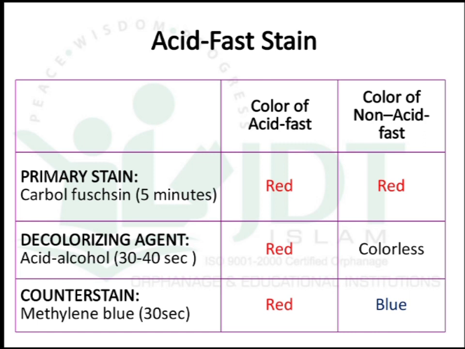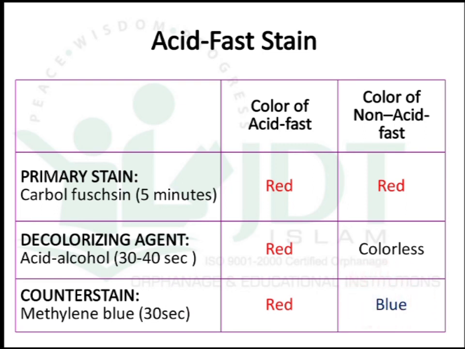Now coming to the procedure, we use the primary stain carbol fuchsin for 5 minutes. After that, we use the decolorizing agent acid alcohol for 30 to 40 seconds. Then the counterstain methylene blue for 30 seconds. So this will be the reaction in acid-fast staining. Acid-fast bacteria will retain the color of the primary stain till the last step, so they will show red color. Non-acid-fast bacteria will show red color during primary staining, and during decolorization they will decolorize and become colorless, and during the counterstain they will produce a blue color.